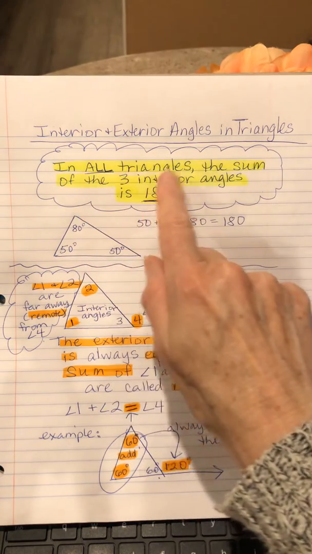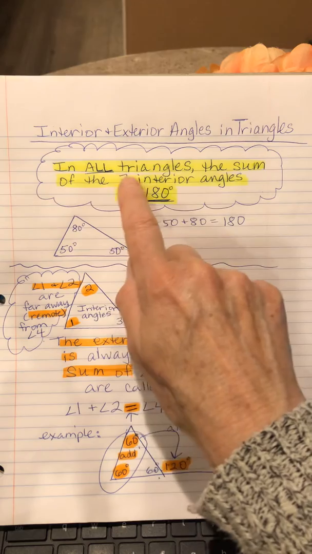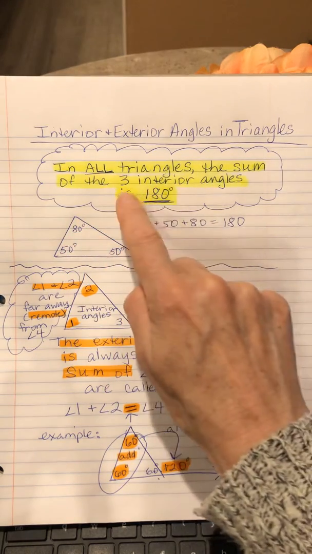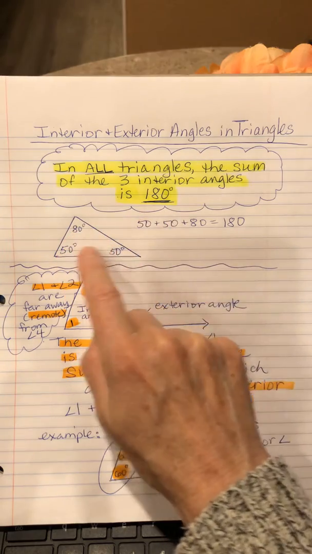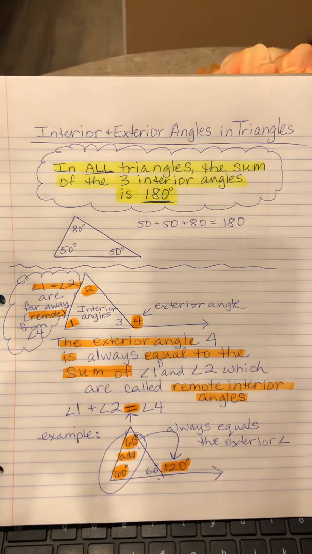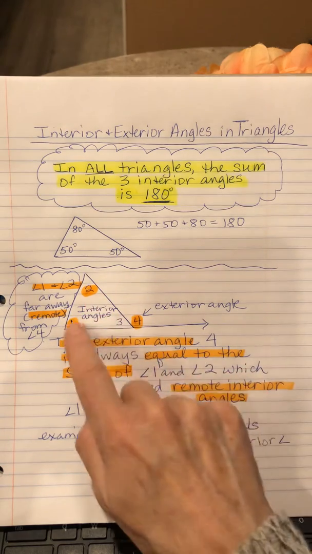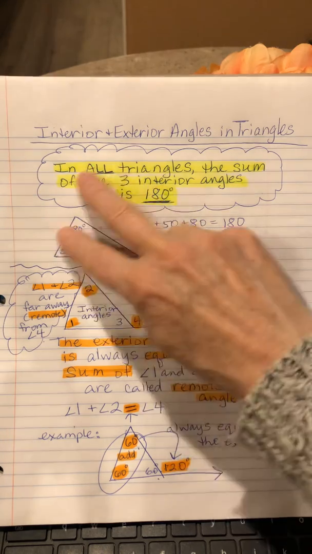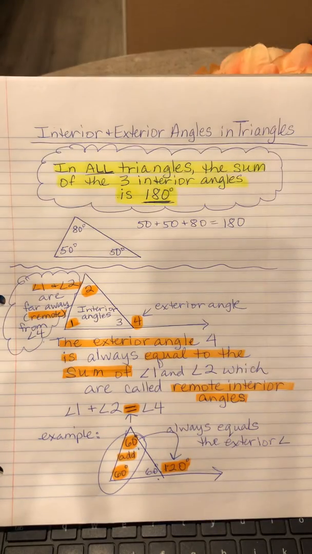In all triangles, the sum of all three interior angles equals 180. All those added together will always equal 180. Doesn't matter what the triangle is, any triangle on the face of the planet, those three angles added together will equal 180 degrees, okay? So that's the first thing we have to know.